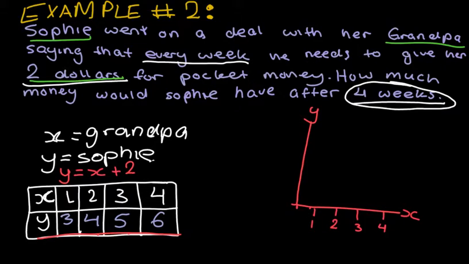So we can go 1, make sure you got every single one equal, 2, 3, 4. Let's rub that off a bit.